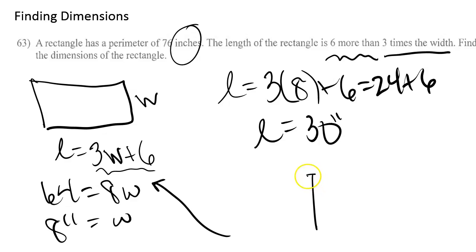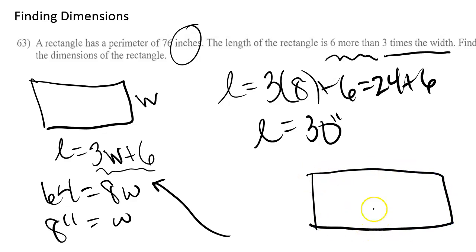So again, if we have that original rectangle, and we have a length of 30 here and here, and a width of 8 here and here, if you sum all of those up, you end up with 76 inches. And again, that should help you to better be able to walk through number 64.